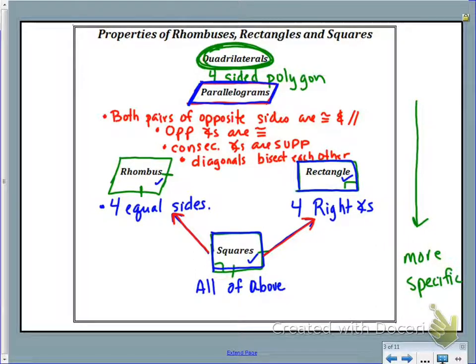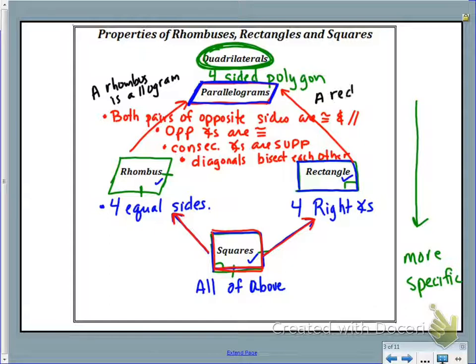Well, since every single rhombus holds the traits of a parallelogram, and every single rectangle holds the traits of a parallelogram, that means that a square is also a parallelogram. So essentially, what we have is, if you could make a note over here, a rhombus is a parallelogram. Likewise, a rectangle is a parallelogram.